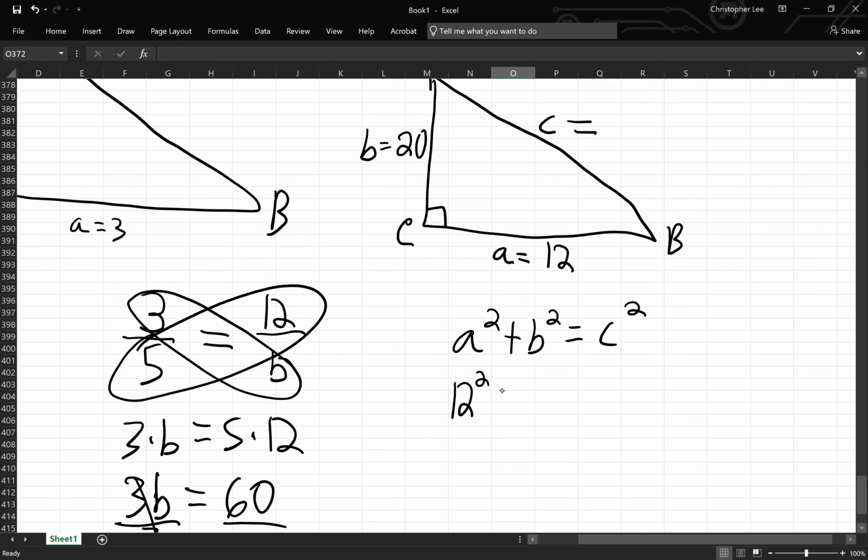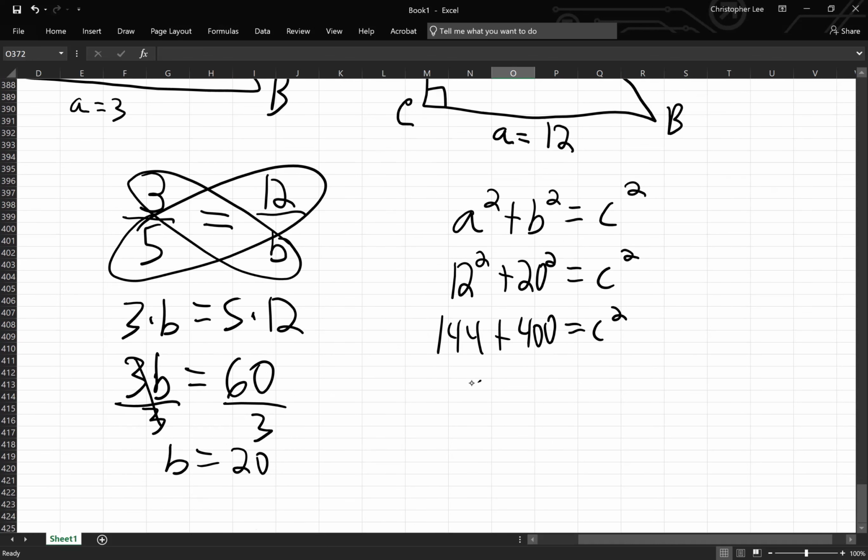12 squared plus 20 squared equals C squared. 144 plus, what's that, 400? Okay, 400. So 544 is equal to C squared. And how do I get rid of the square on this? Square root it, right? Or you do one side, do to the other. Can I simplify this?